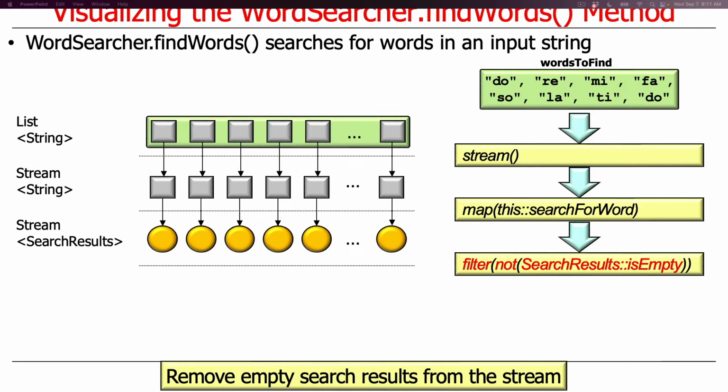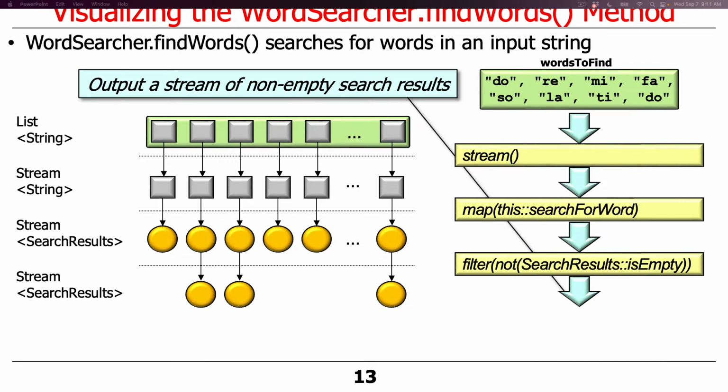So remember, filter only lets things pass through that in fact are valid or true, and so this will basically remove empty search results from the string. So under some circumstances, again, not this particular program, we can end up with a smaller set of results from the stream after filtering it.